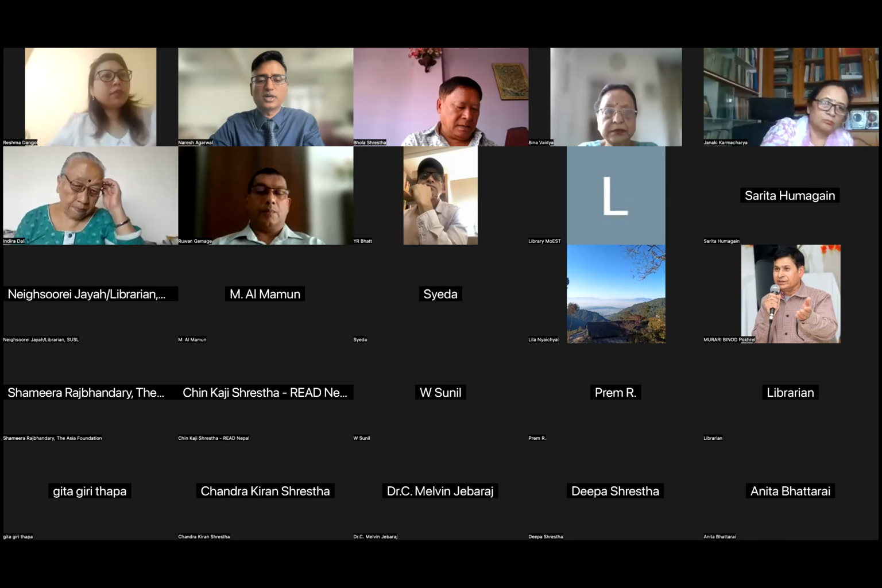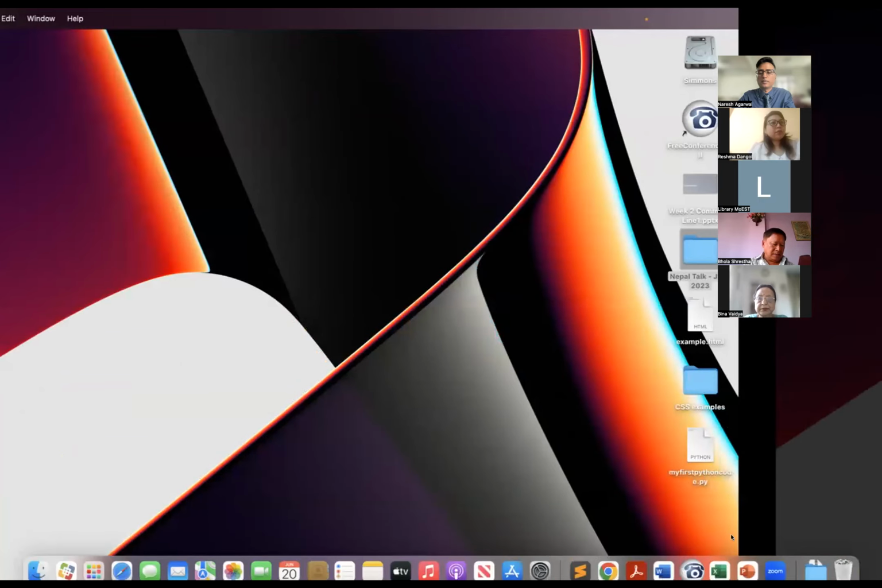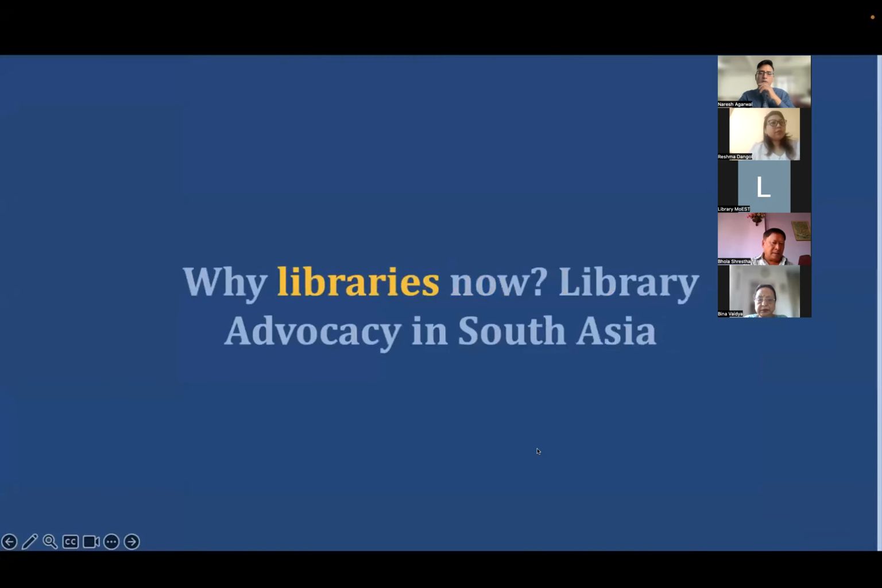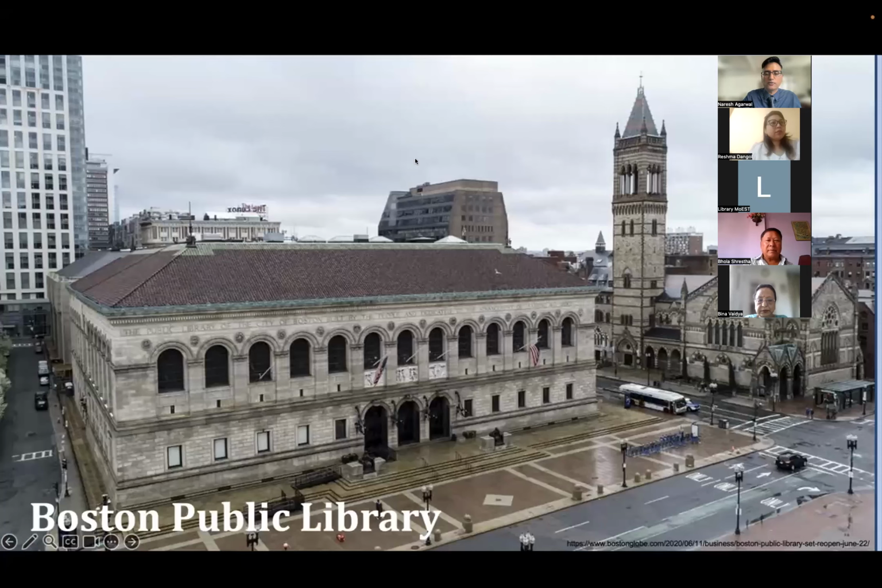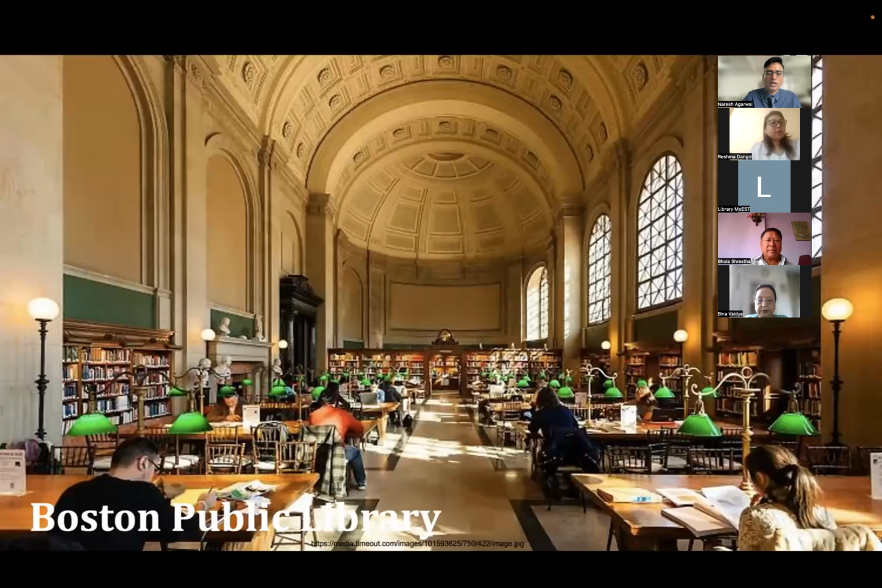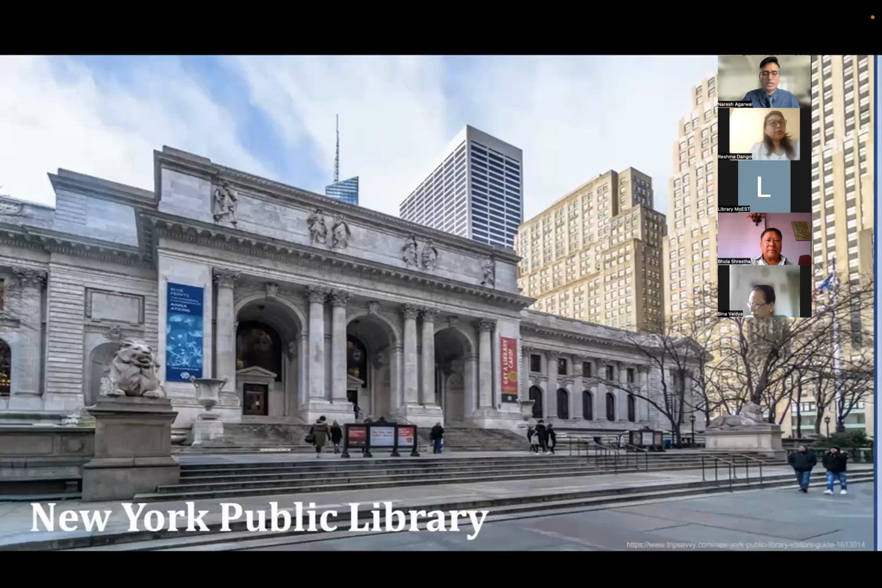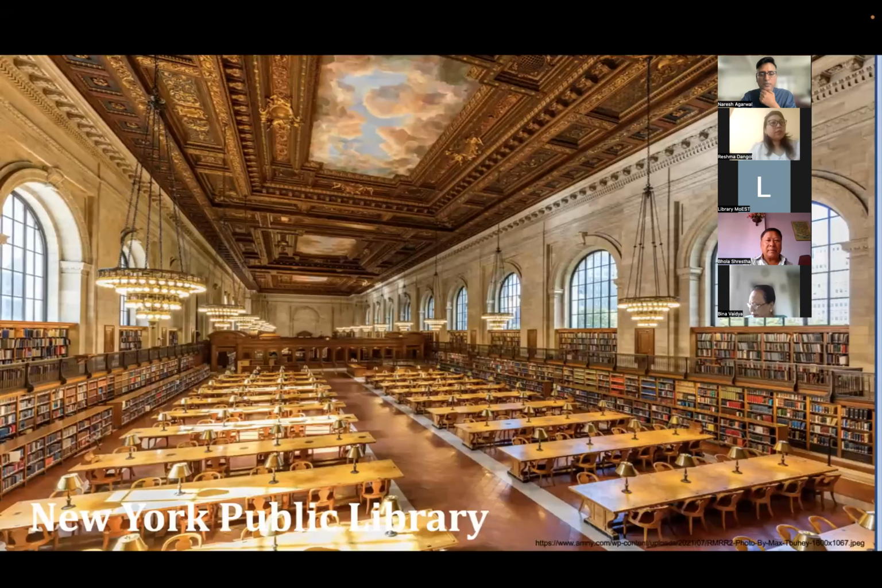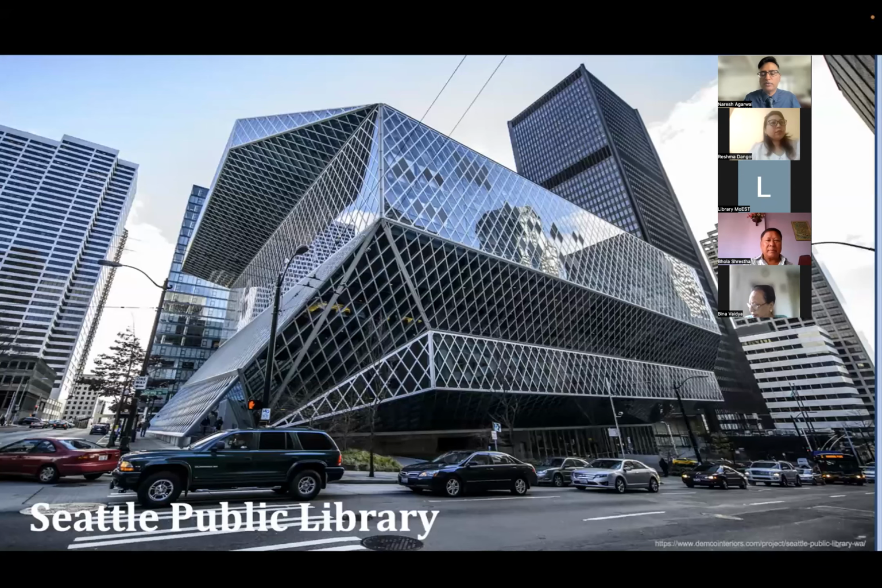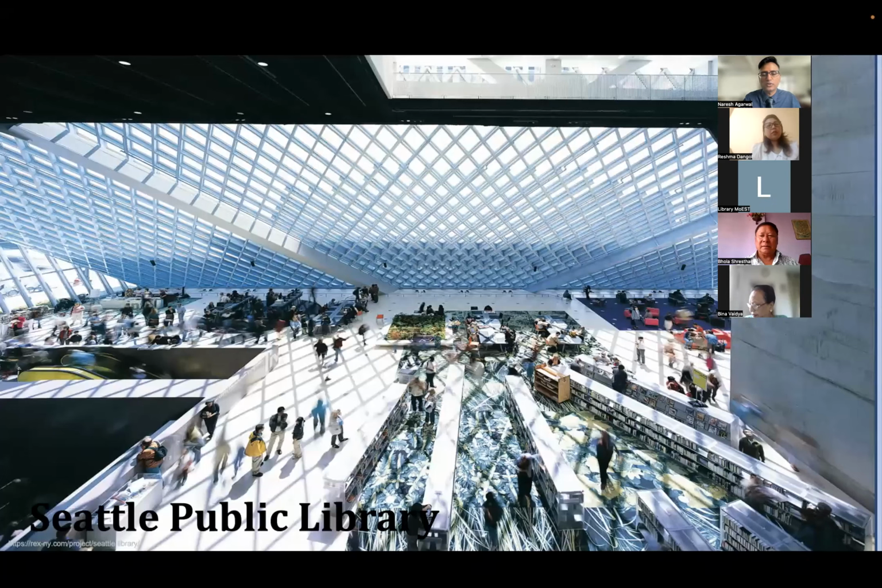I'm just going to share my screen again. Okay. So, why libraries? When we talk about libraries, these are just some views. This is the Boston Public Library and its interior, this is the New York Public Library and the inside of it, and this is a more modern library, the Seattle Public Library, which has more modern resources and infrastructure. So there are various libraries across the world, in the US as well.